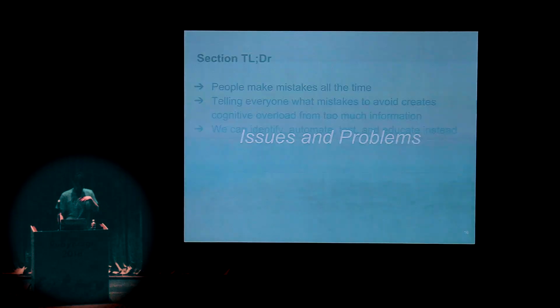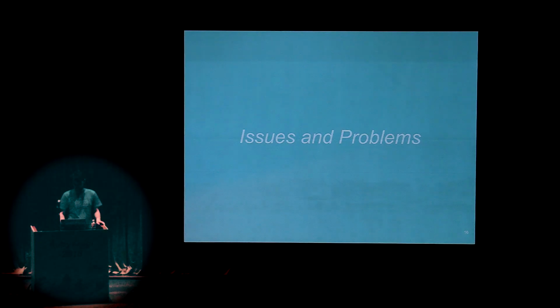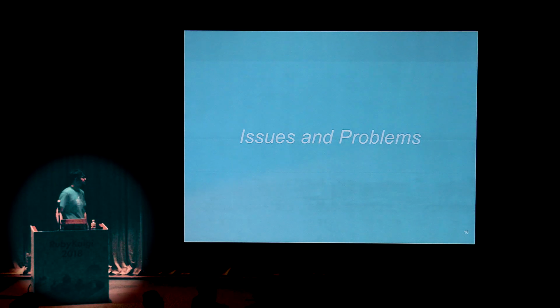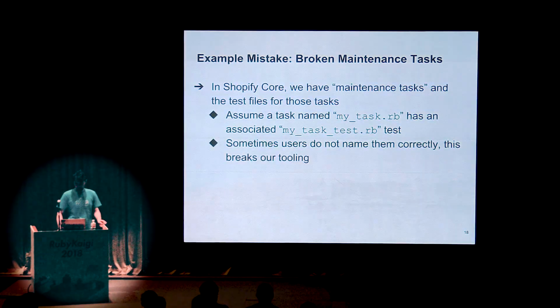So to overview what we just read, people make mistakes, they're going to happen. Telling people what mistakes to avoid just creates a cognitive overload, and those mistakes will happen again. But we can identify, automate, test, and educate instead. And this will help be more productive in general. And so, issues and problems. I'm going to start with what I like to call documented mistakes. These are some real-world examples from within the Shopify organization.